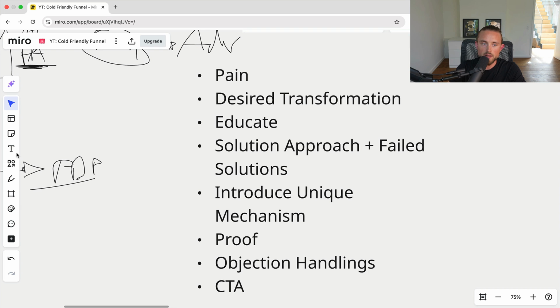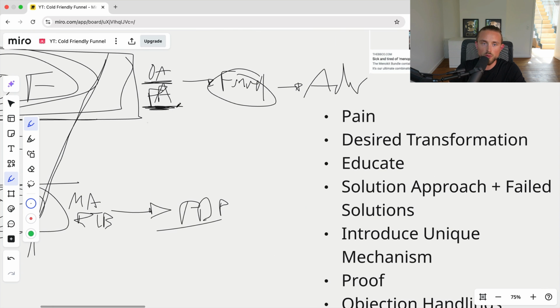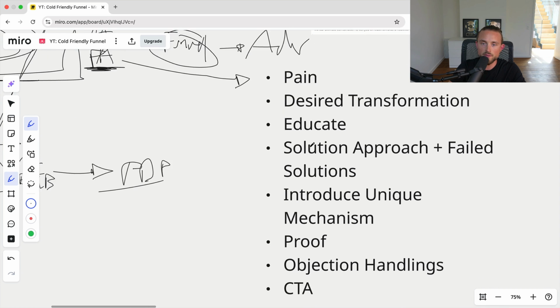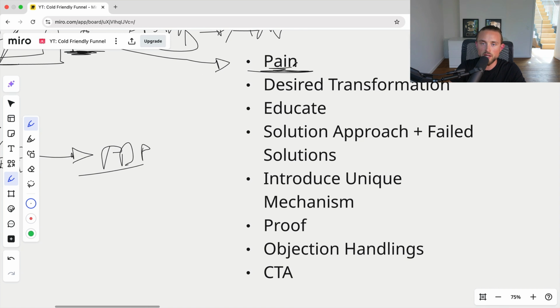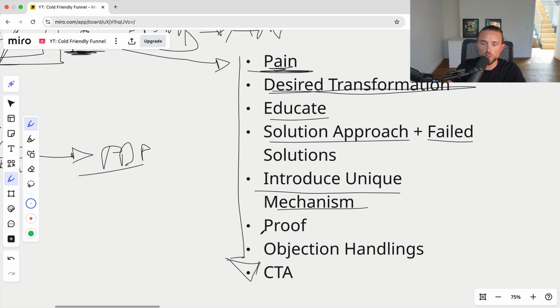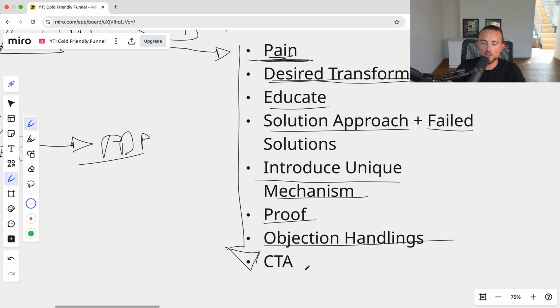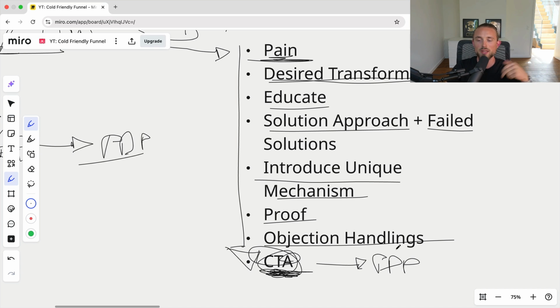And what this does is that for this traffic where they are super unaware or just problem aware, when they go through this flow of the advertorial, we first build on the pain point, we show them the desired transformation, and reading through this advertorial, we educate them, we show them other solutions that don't work, we introduce this new solution, we give them proof that it works, we handle all of their objections, and then when they are on the edge of their seat, we have the call to action that pushes them to your product page. And this is why these funnels crush. This is why they are so amazing.